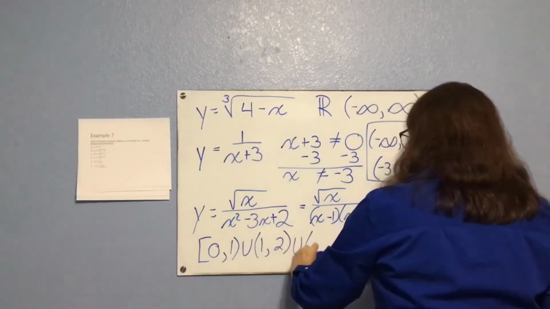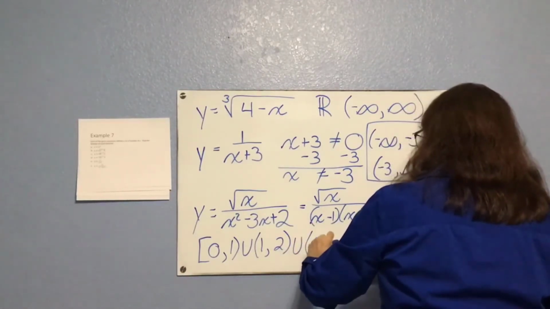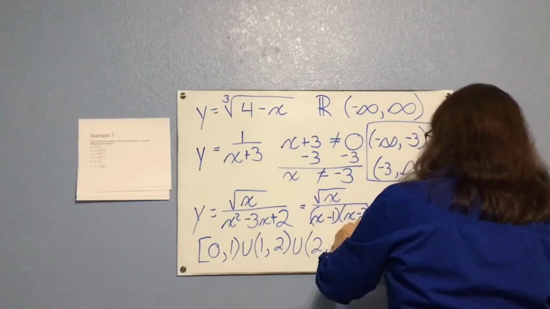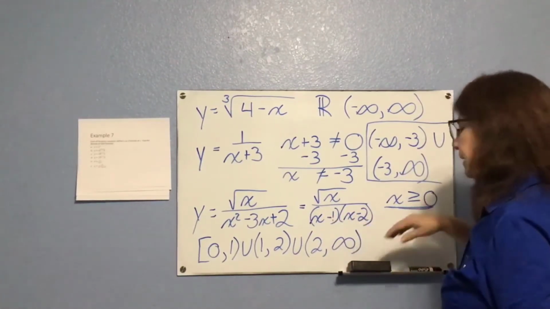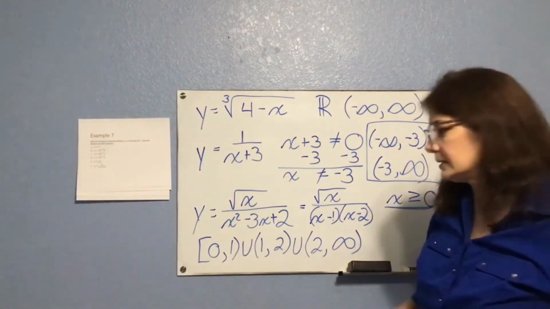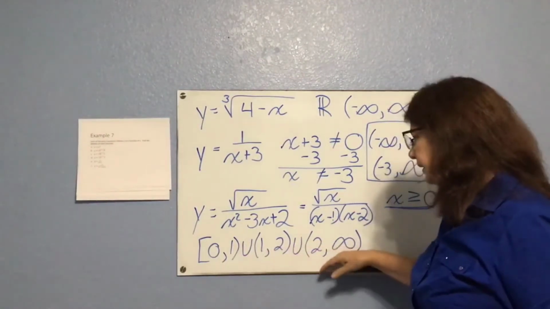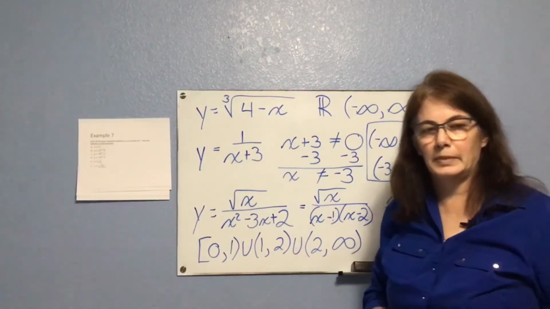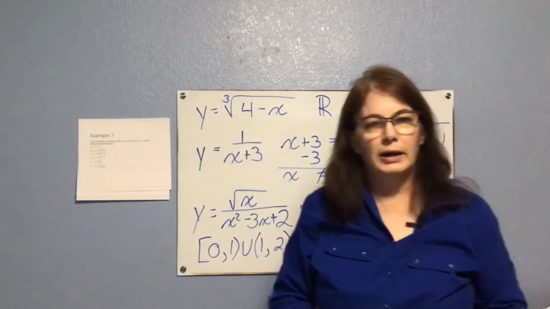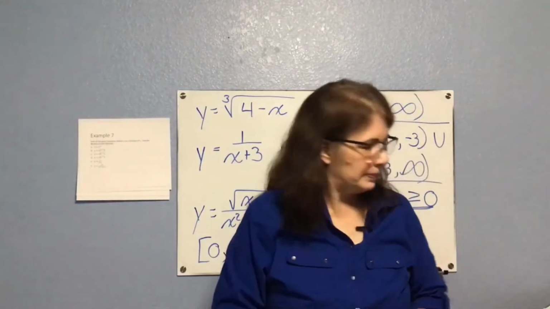And then my third part goes from 2 to infinity. So I've got 3 separate requirements, and I end up with 3 separate parts to my domain. Pause your video now and work on checkpoint 3. Pause your video now and work on checkpoint 4.